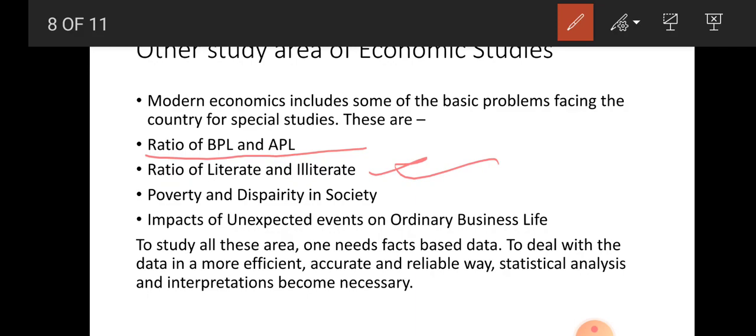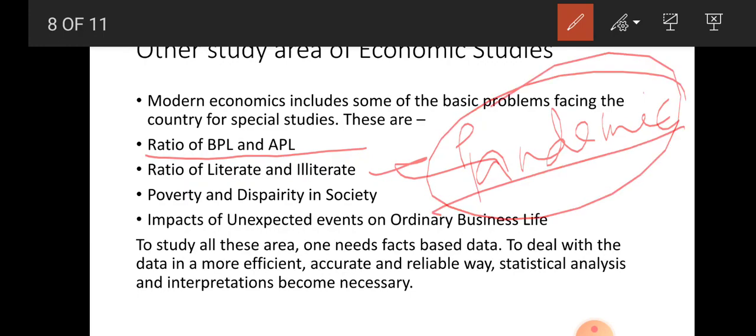So there may be different unexpected events like natural calamities, for example the pandemic. The pandemic has impacted our life, everything: the whole economic structure, health, education, everything, right? So how to deal with that? What are the impacts of the pandemic on the different economic sectors? These are also discussed in the special studies.